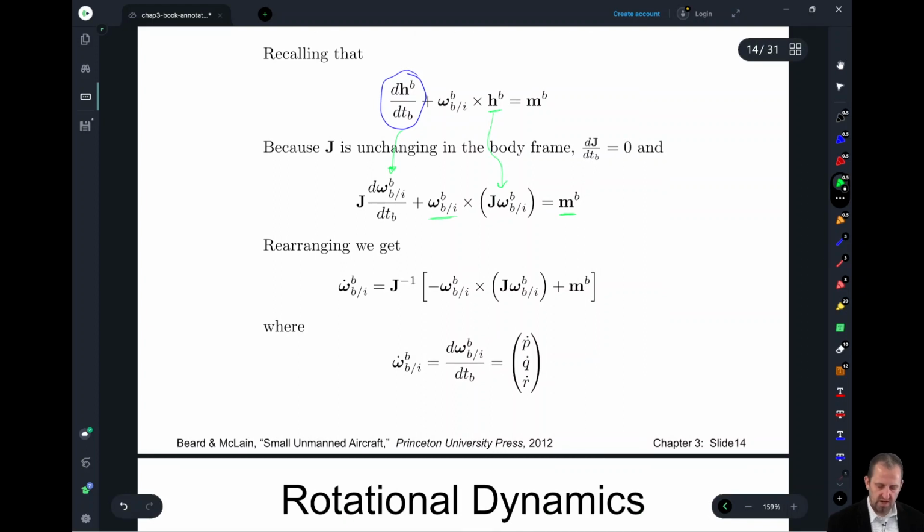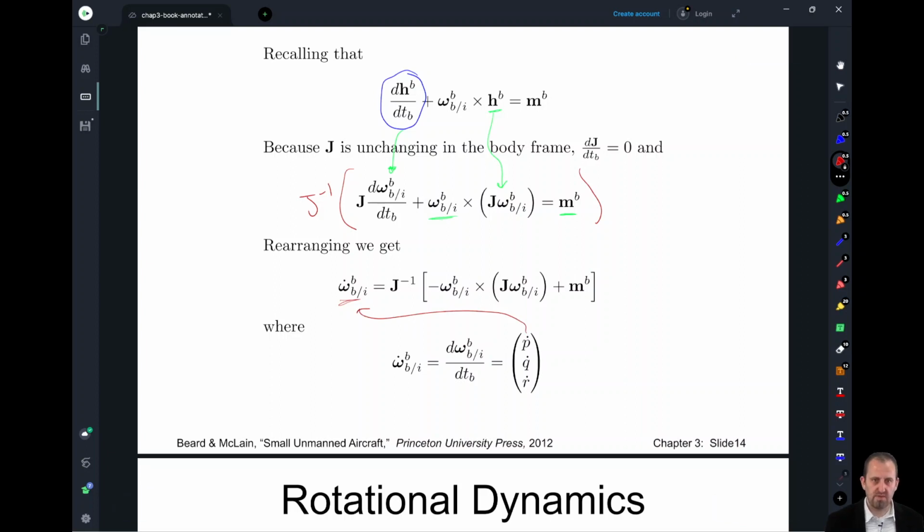So we're going to rearrange. All we're going to do is multiply everything by J inverse, and then get everything else on the right-hand side of the equation, except for the things that we care about, which is P dot, Q dot and R dot. That is what we're trying to find. It's just equal to this, and we could almost call it quits right there. That's what our time derivatives are equal to.